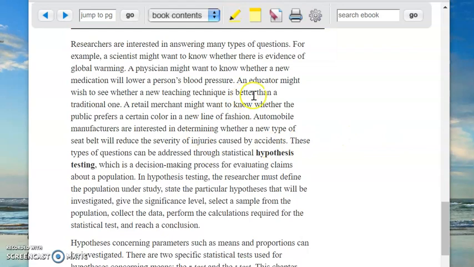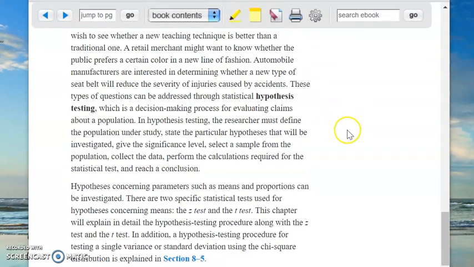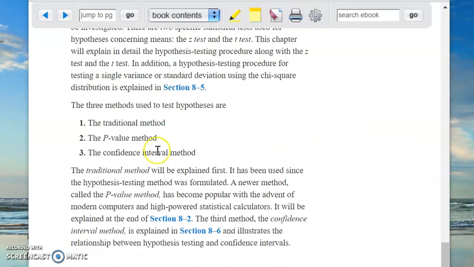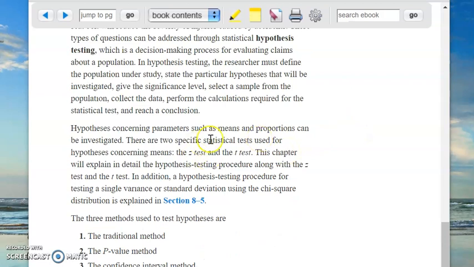All right, so I'm going to let you read that, but by golly, you better read it, and you better be thinking about this all during the week, because these two chapters are very difficult in my view. Okay, so then he talks here about the different ways of doing it, the so-called traditional method, the so-called p-value method, and the confidence interval. Okay, so we're going to talk about these, and you'll see what I'm talking about here very shortly.